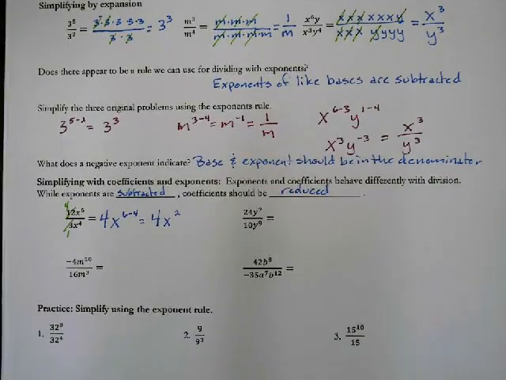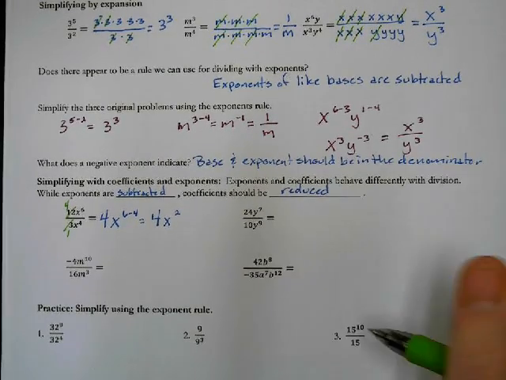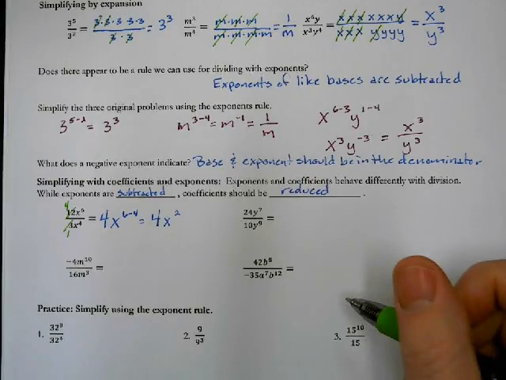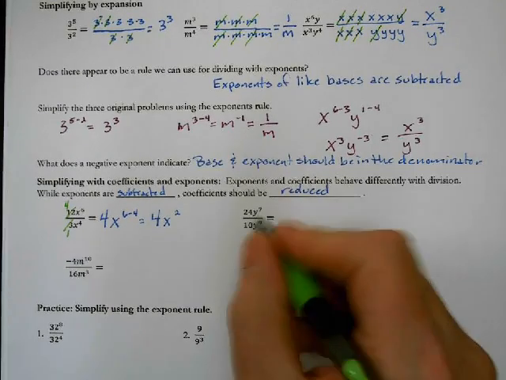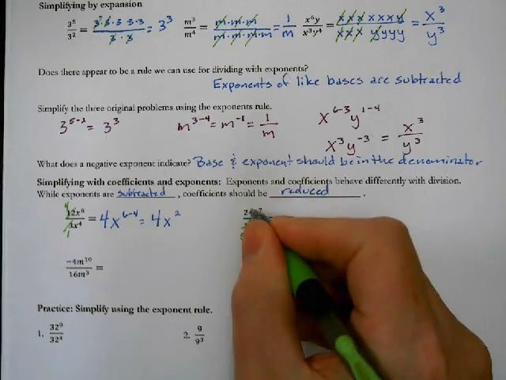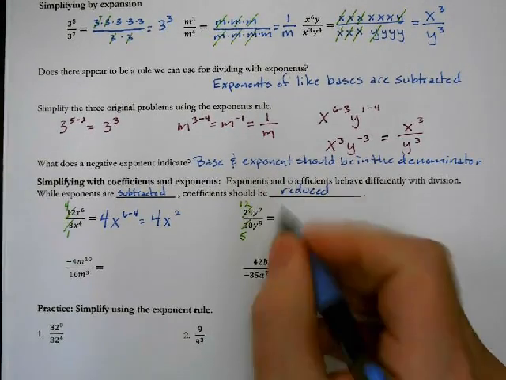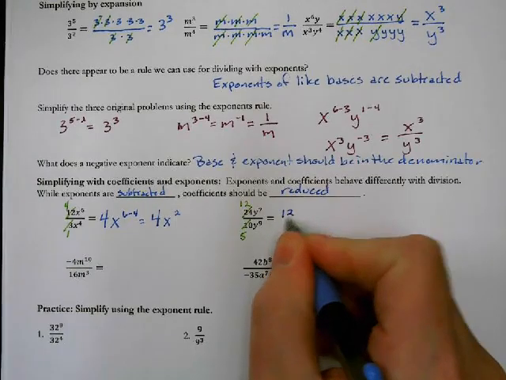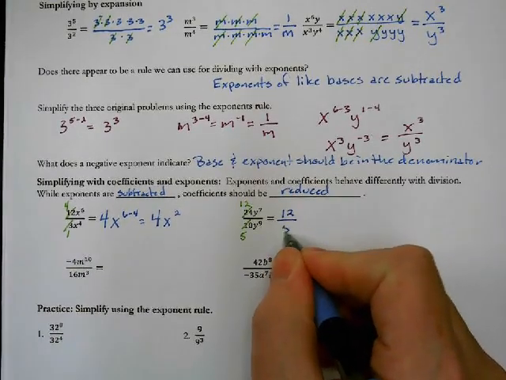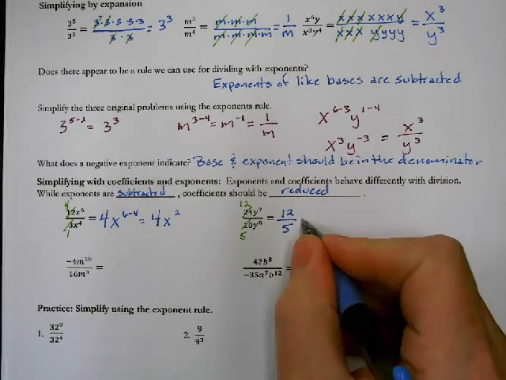Okay, next one. 10 and 24. What's the biggest number that goes into 10 and 24? If you guess 2, you're right. 2 goes into 10 5 times. 2 goes into 24 12 times. So, the coefficients reduce to 12 over 5. The base is y. We do y to the 7 minus 9.